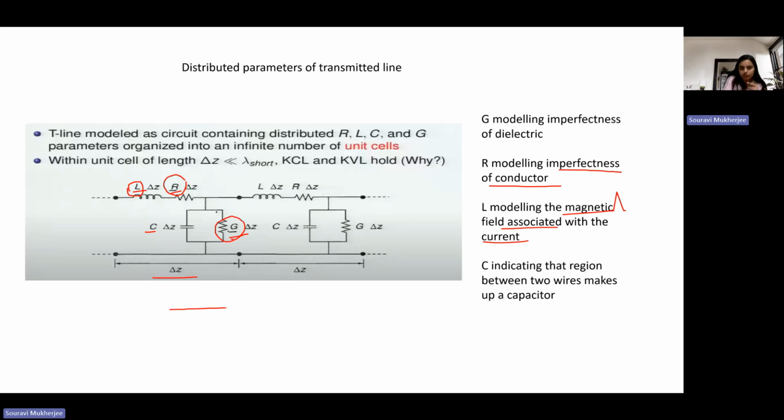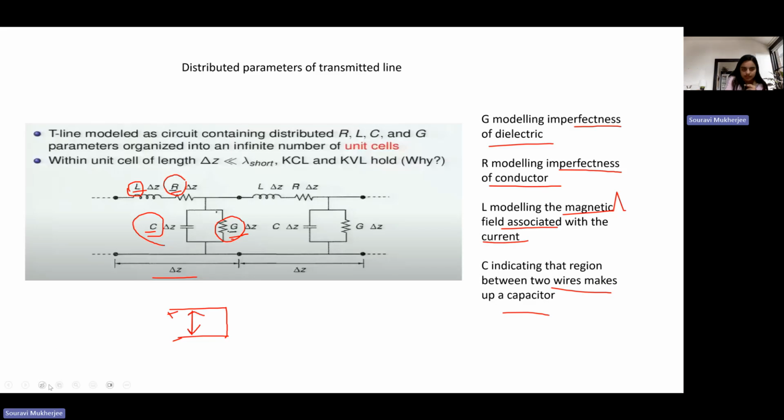And now, because you have two wires, you have a plus and a minus, and then the current will be flowing, right? So you have two such wires with currents, which means there are charges there, so the two wires can make a capacitor. So it's the capacitance per unit length that comes in as C here. So G talks about the imperfectness of the dielectric, and C indicates the region between the two wires that make up the capacitor.